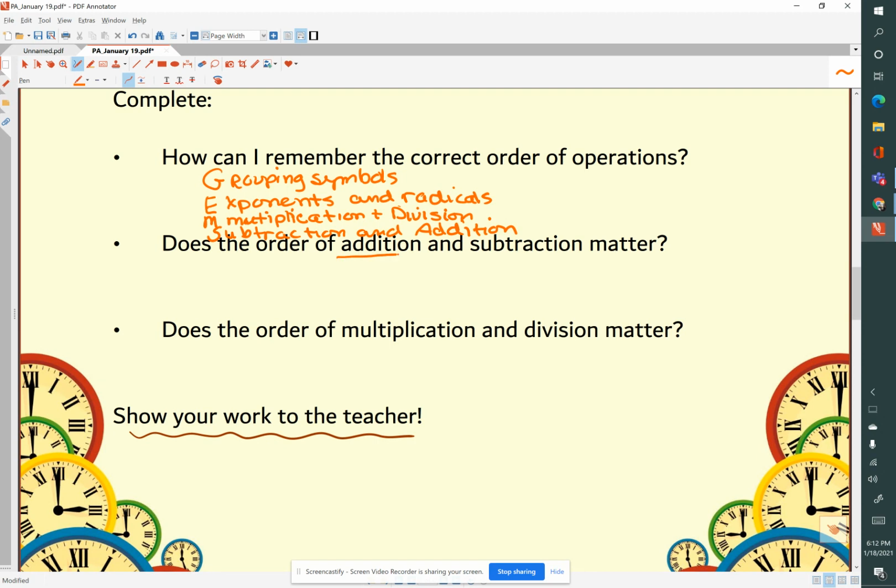Does the order of addition and subtraction matter? No, because you have to go from left to right. Okay, does the order of multiplication and division matter? So if you get a division that's before multiplication, is that okay? Yeah, the order doesn't matter. So you don't have to do multiplication before division as long as you go from left to right. Just like we read left to right.